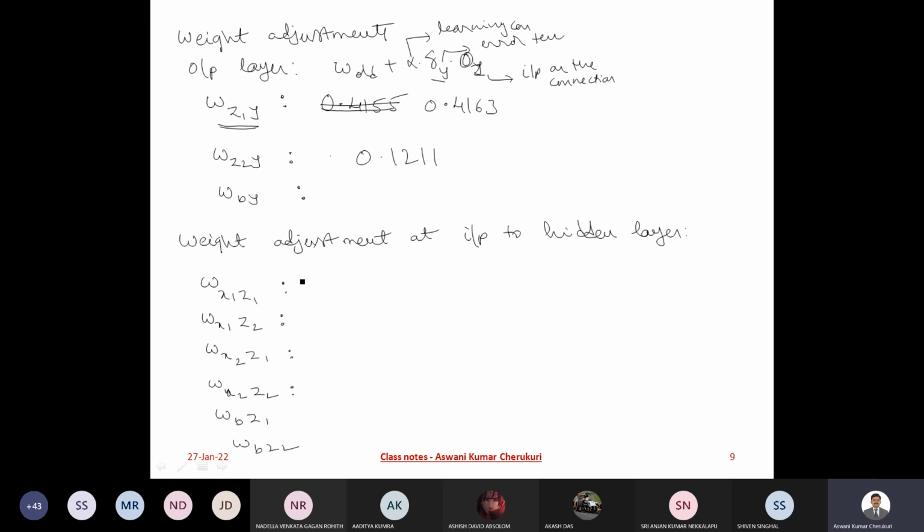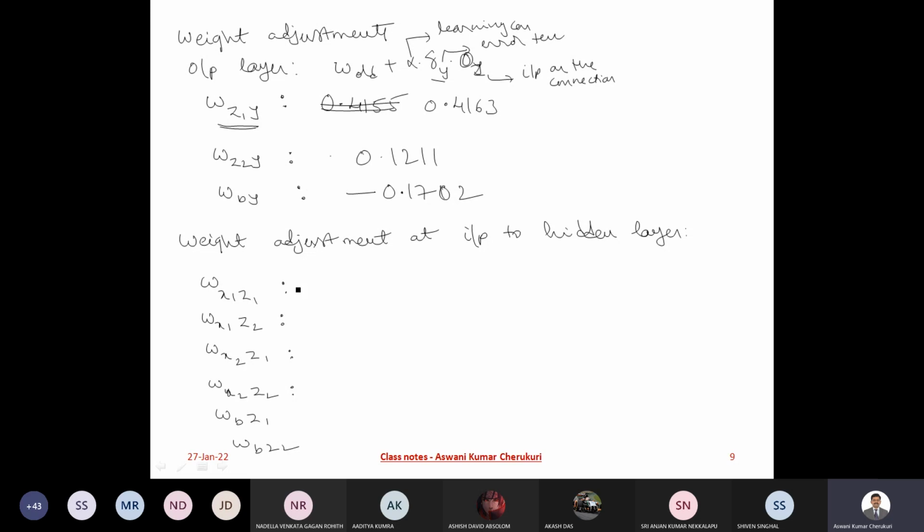Okay. So what is bias to Y? Minus 1.7. Yeah, somewhere around minus 1.71 kind of thing, or 1.70. Okay, so this is how your weights at the output layer are getting adjusted.